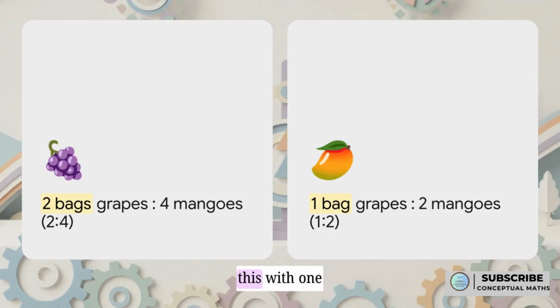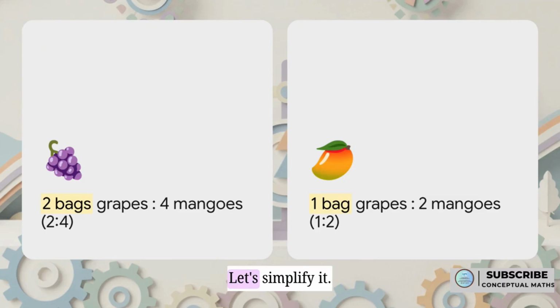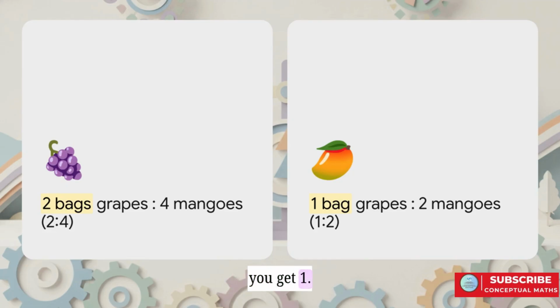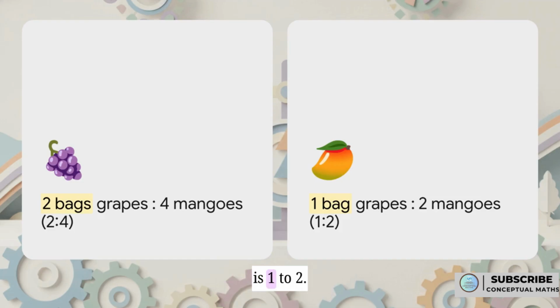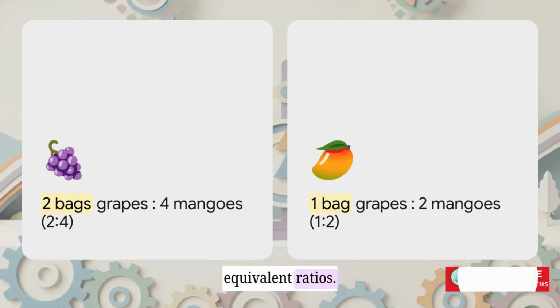Just to quickly reinforce this with one more fruit example, imagine you're at the grocery store and you grab 2 bags of grapes and 4 bags of mangoes. That's a 2 to 4 ratio. Let's simplify it. Both 2 and 4 can easily be divided by 2, right? Divide the grapes by 2, you get 1. Divide the mangoes by 2, you get 2. The simplest form is 1 to 2. It really is that easy. And from that 1 to 2 ratio, you could literally multiply up to find endless equivalent ratios.